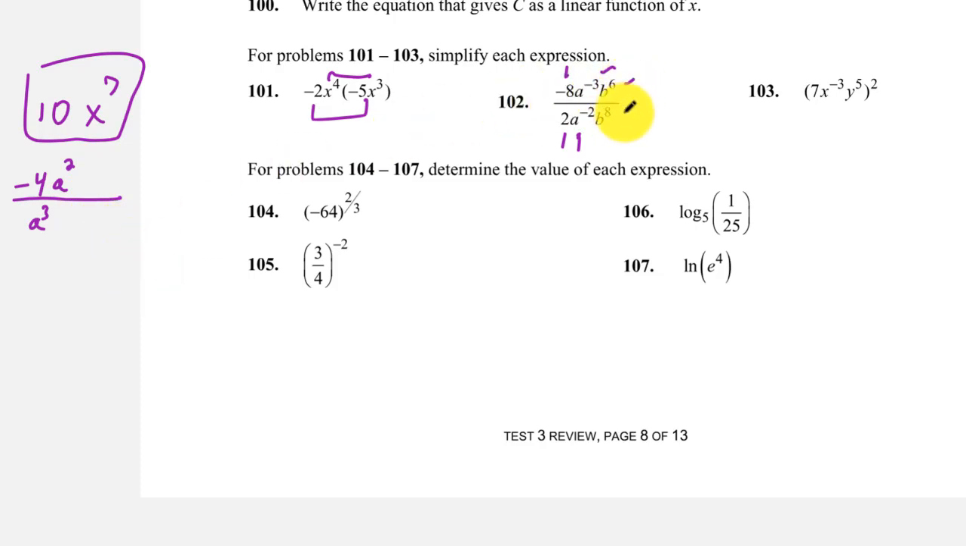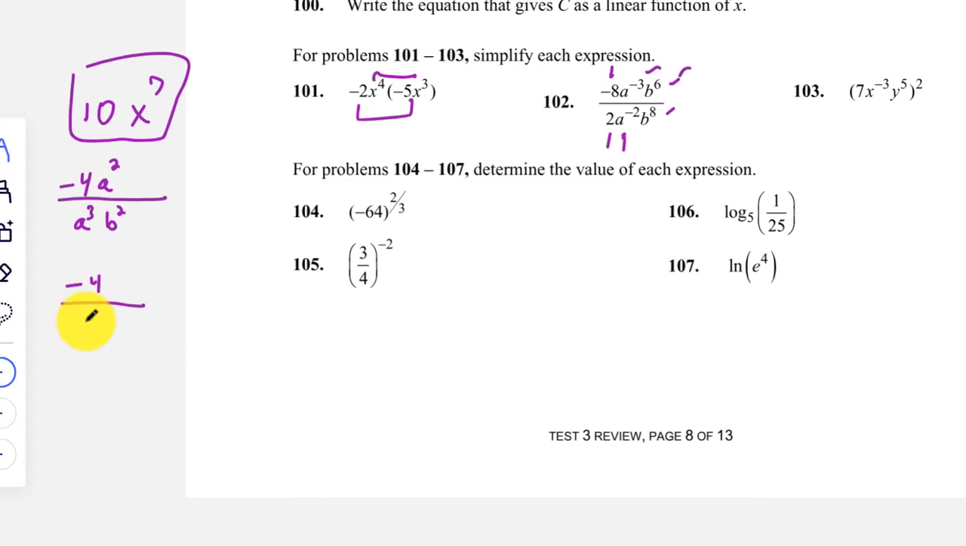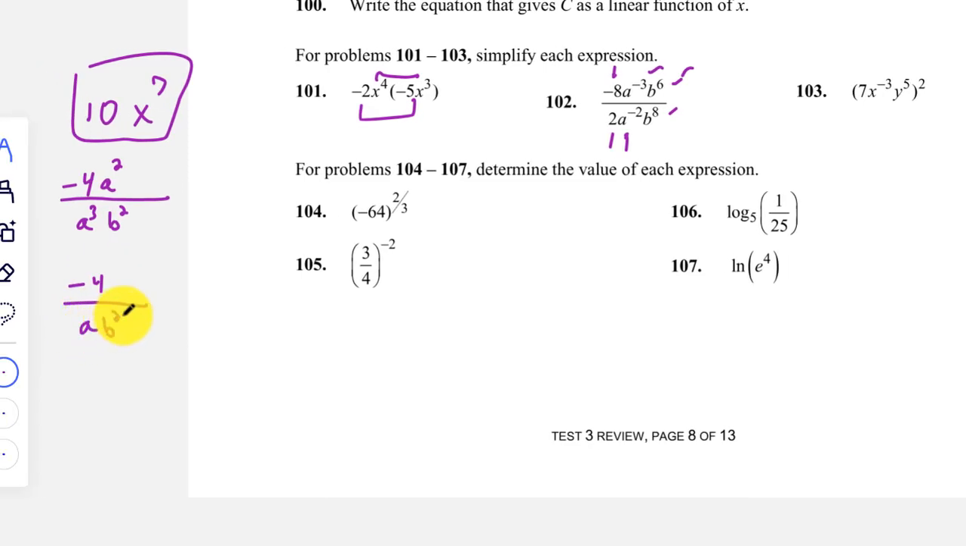B to the 6 over b to the 8, that would leave you with 2 b's on the bottom, right? If I have 6 b's on the top and 8 on the bottom, when I cross out, I'm left with 2 on the bottom. So the last thing to do is just clean up the a. So we'd have negative 4 a b squared, and that would be my final answer, right? A squared over a cubed would leave me with 1 over a.